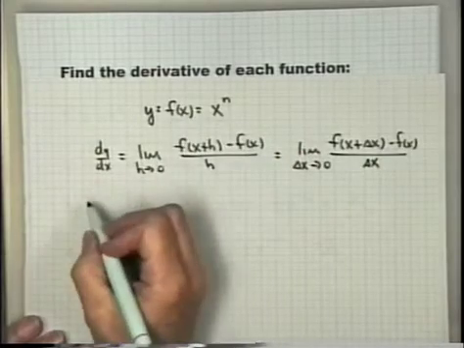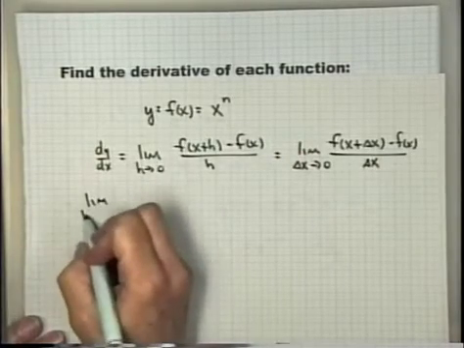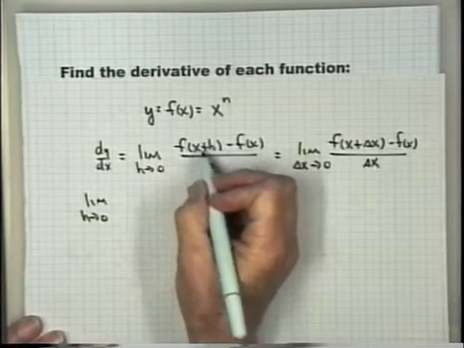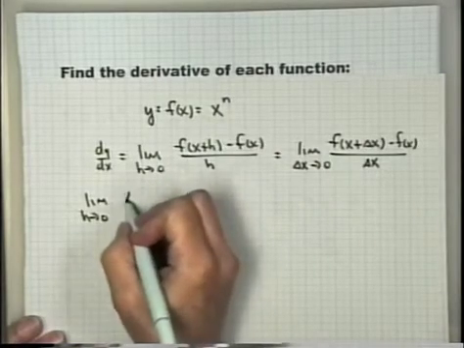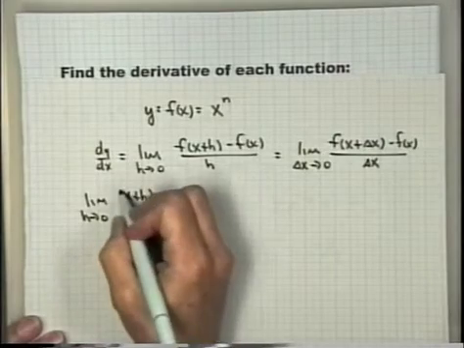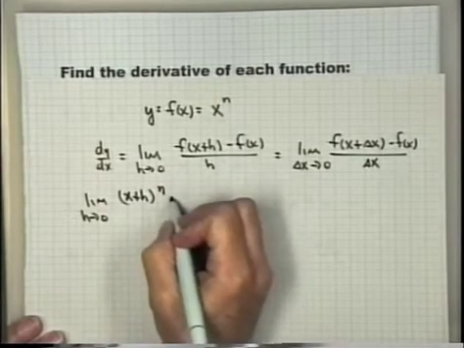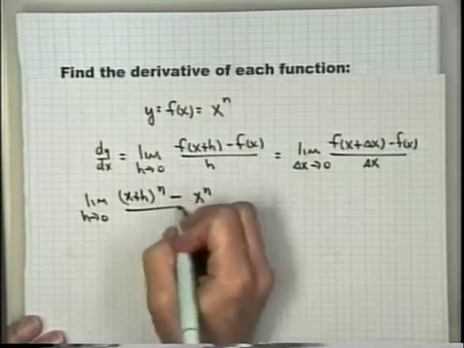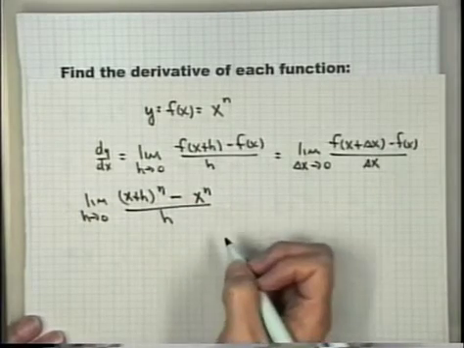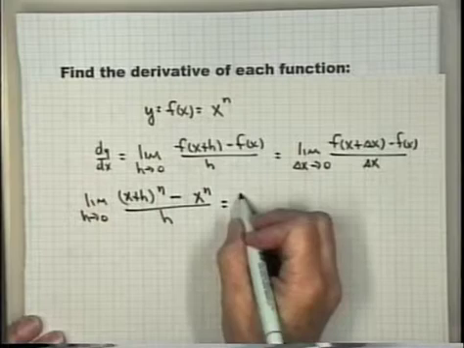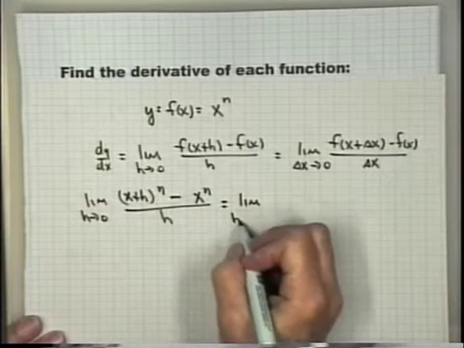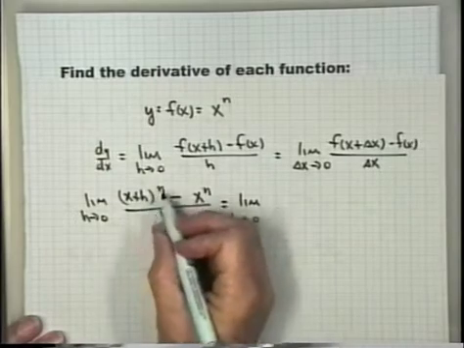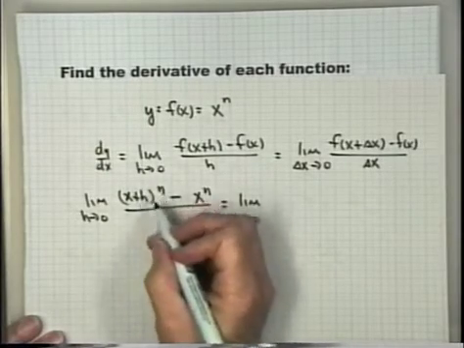But let's take a look at that function. I'm going to use the h form here. F of x plus h. I replace x plus h for x. So I'd have x plus h to the n, and then minus f of x would be x to the n. All of this is over h. Now, I can't substitute h equals 0 because I'd get a 0 in the denominator. So I'd have to do the multiplication here.